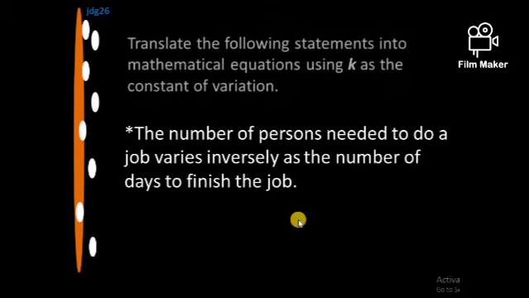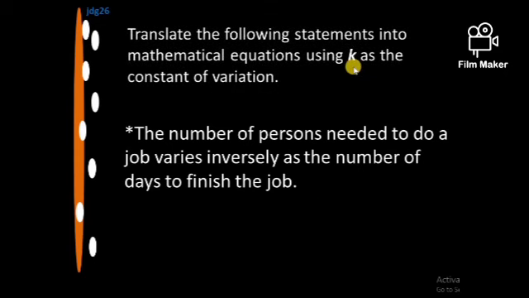Now, let us rewrite or translate these statements into mathematical equations using K as the constant of variation. So, clue word natin, varies inversely. So, it means this is under inverse variation. So, ang mga quantities na kailangan natin, number of persons needed, so bilang ng tao, and number of days to finish the job or bilang ng araw para matapos yung trabaho. So, i-represent natin yung number of persons. Since parehas namang number yan, number of person, number of days, i-represent natin yung number of persons as letter P.